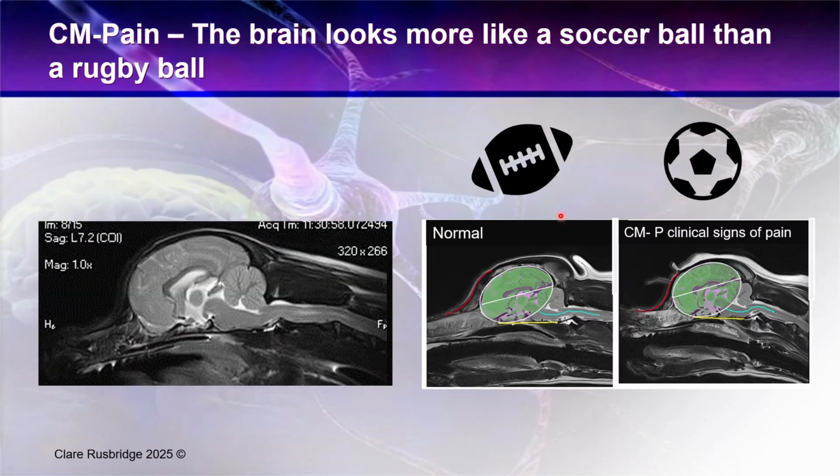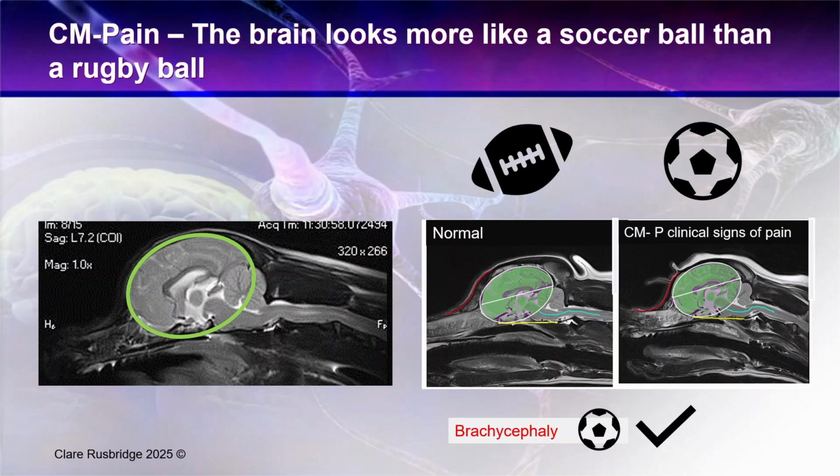So the first thing that I look for is whether or not the brain is looking more like a soccer ball than a rugby ball. So the normal dog has a rugby ball shaped head, whereas the dog with pain has this more squashed shaped head looking more like a soccer ball. This is our girl here, and yes, she has got more of a football. I find sometimes it's helpful to actually put a little circle round there. Yes, so she is brachycephalic.